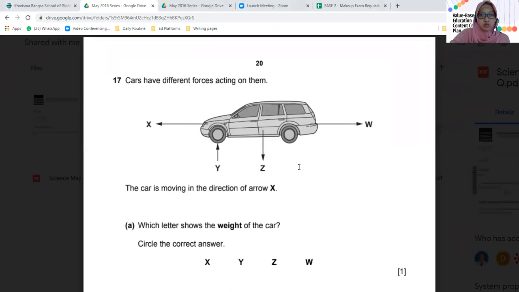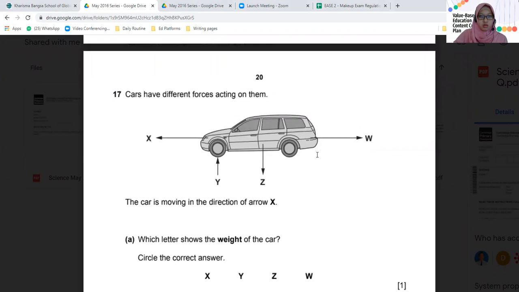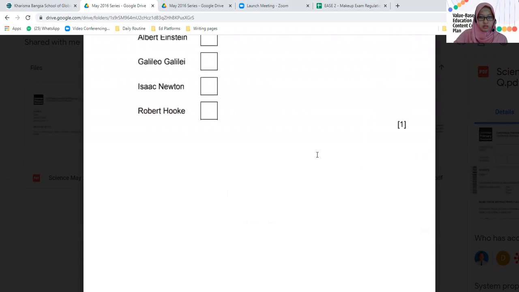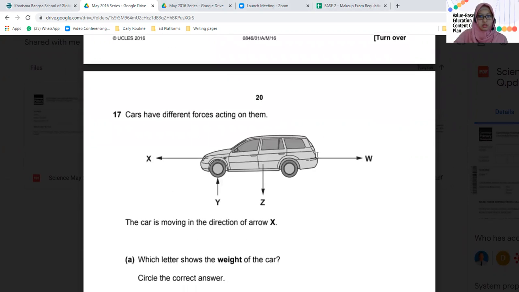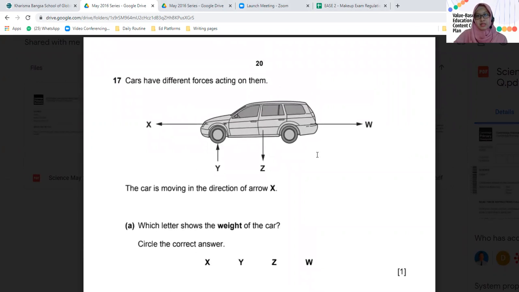Okay, so you can open your science checkpoint, Cambridge checkpoint book. We have discussed 16 questions from the first set. It's May 2016, the first set, and then let's continue to number 17.